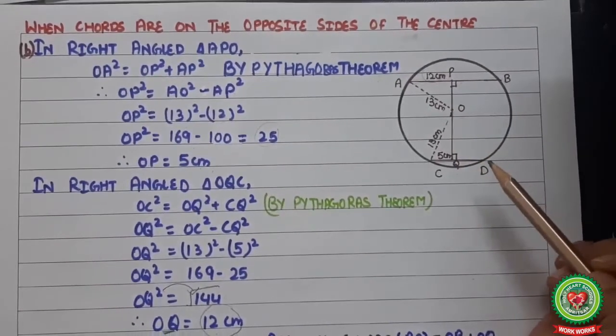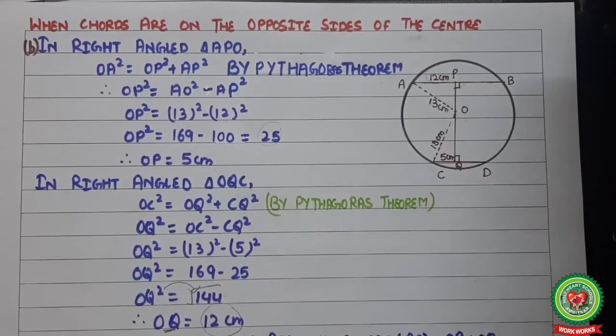So students, today we have done the concept of how to find the distance between parallel chords when they are on the opposite side of the center and when they are on the same side of the center. I hope that the calculation is clear to you and now you will be able to solve all the related questions. Thank you and have a nice day.